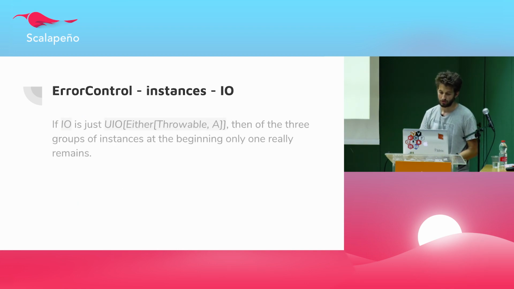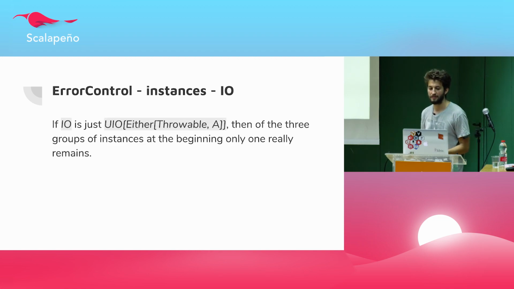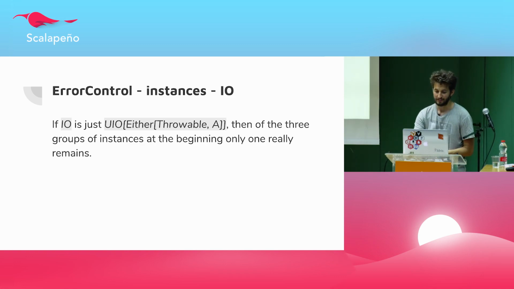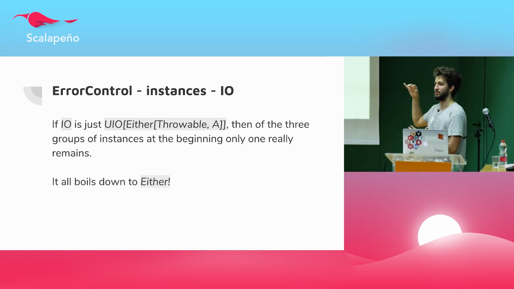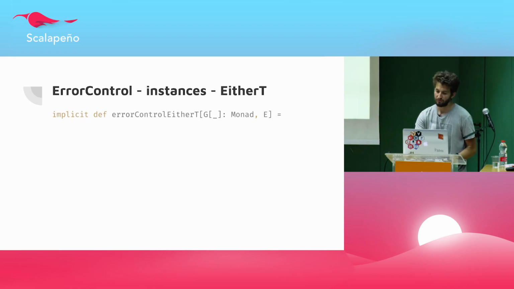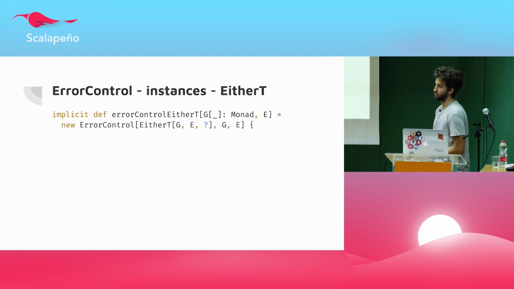Okay, that's cool. So what we now kind of realized is that if IO is just a UIO of Either Throwable or A, then of those 3 groups of instances I mentioned at the very beginning, only one really remains, and that is Either. So everything I talked about today, all of these ErrorControls, all of this MonadError stuff, it all boils down to Either's monad instance. So not even Either itself, but Either's monad instance. So with that said, let's look at EitherT. And for EitherT, the instance goes from an EitherT of G to G itself, right?